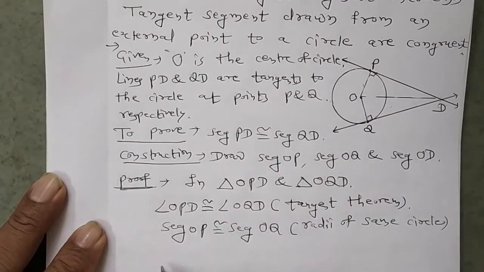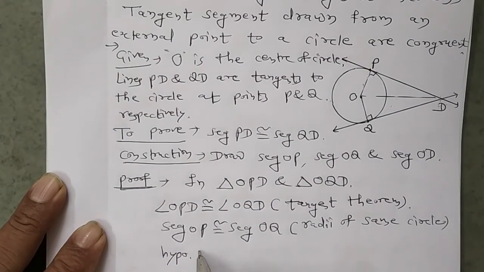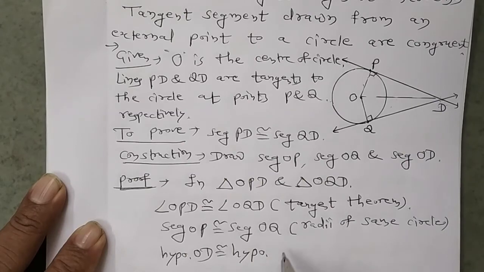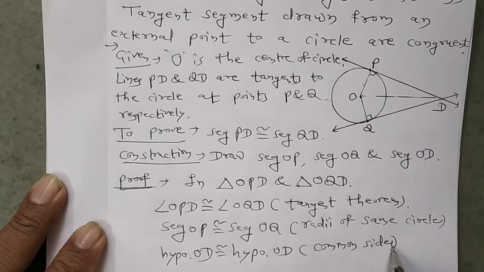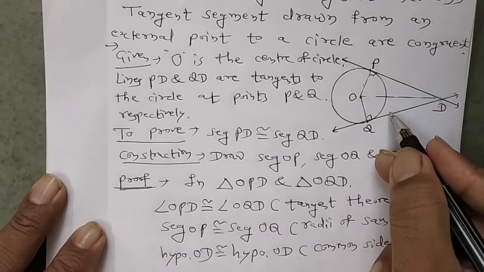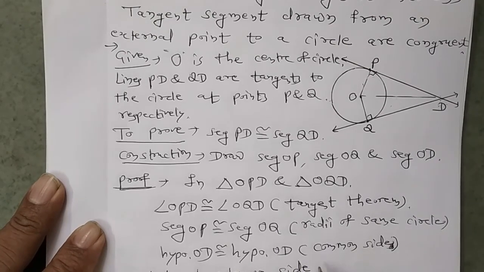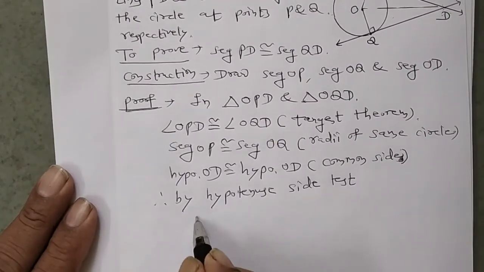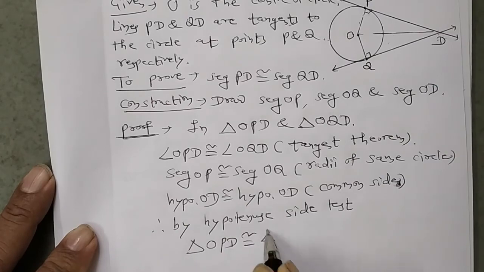And hypotenuse OD. This is a right angle, its opposite side, that is hypotenuse. Hypotenuse OD congruent to hypotenuse OD, that is the common side. For these two triangles, this is the common side. Therefore, by the hypotenuse side test, these two triangles are congruent. Triangle OPD congruent to triangle OQD.